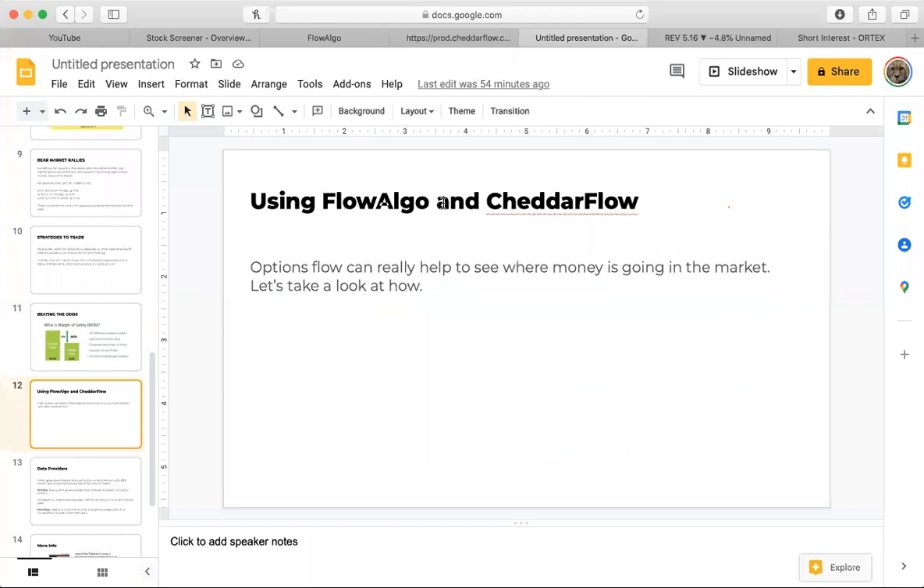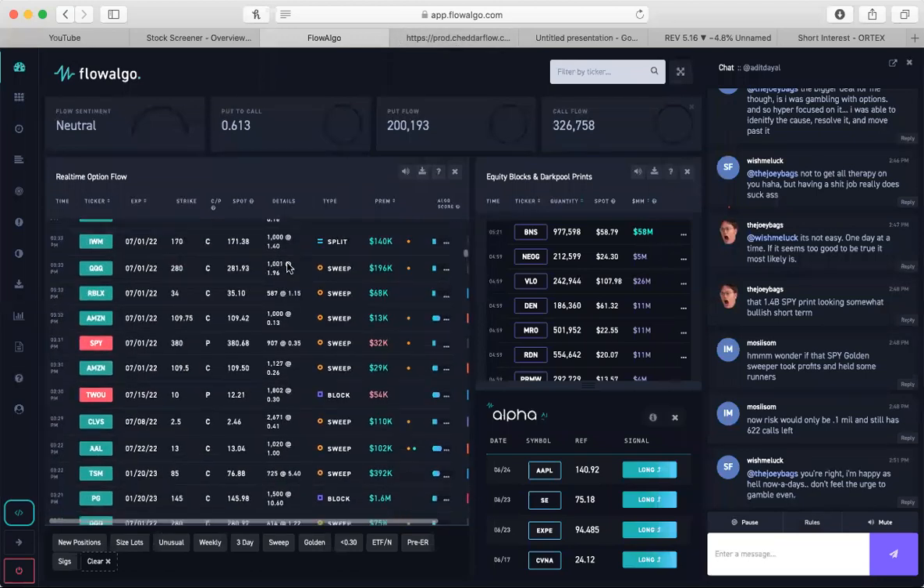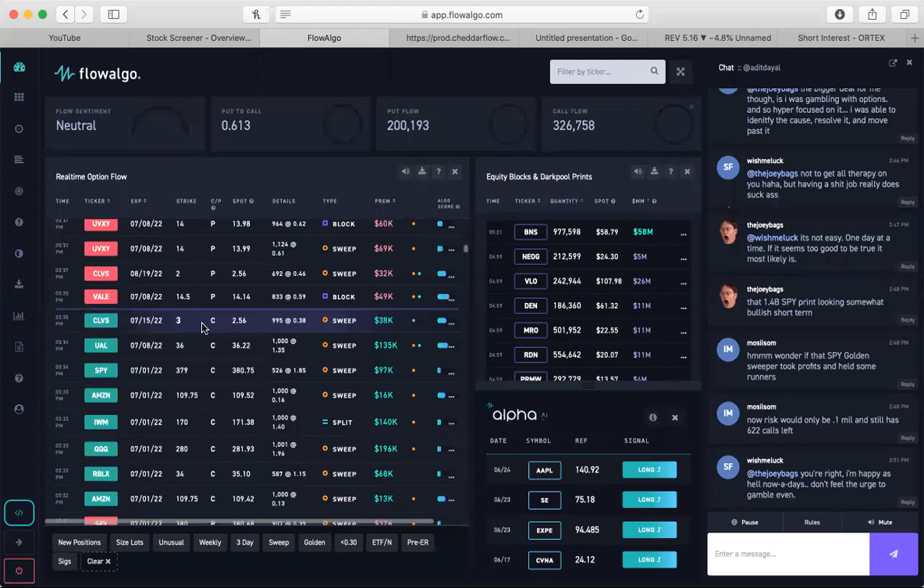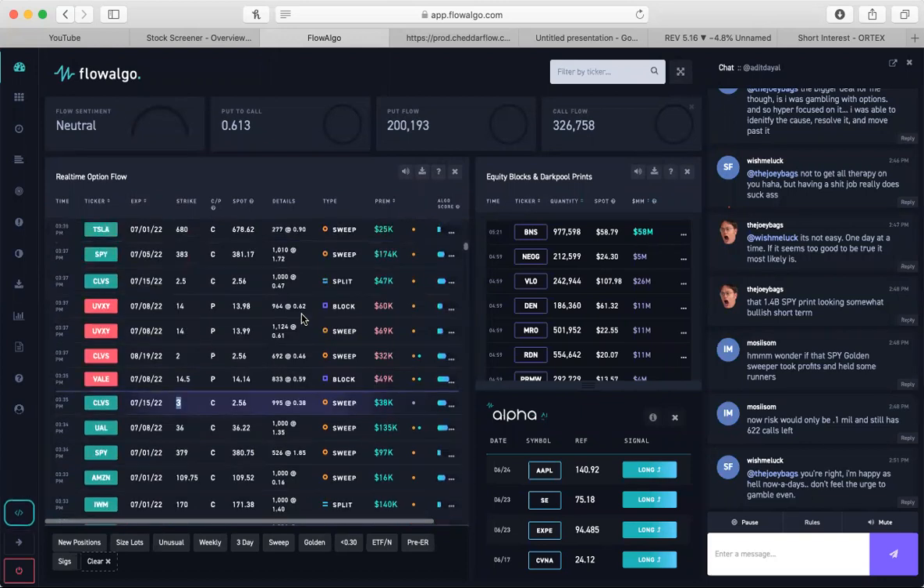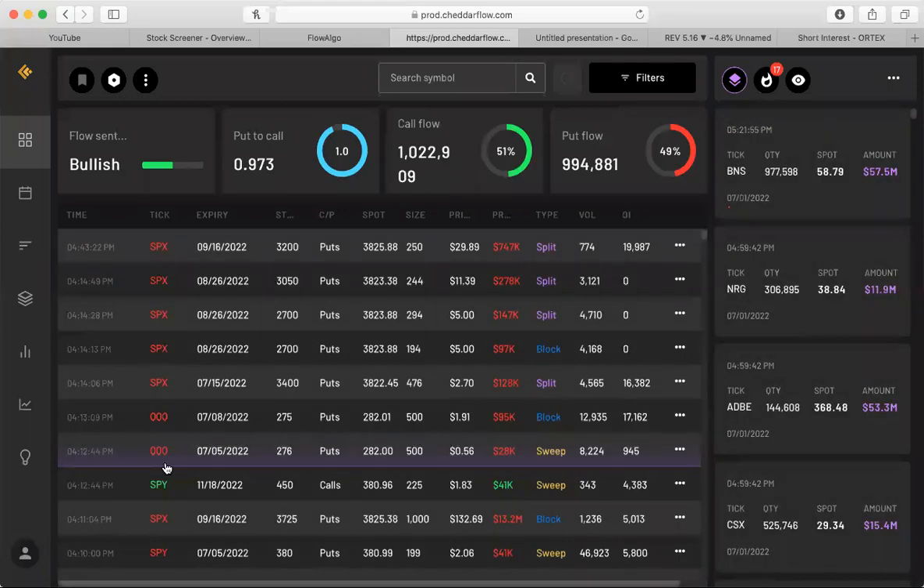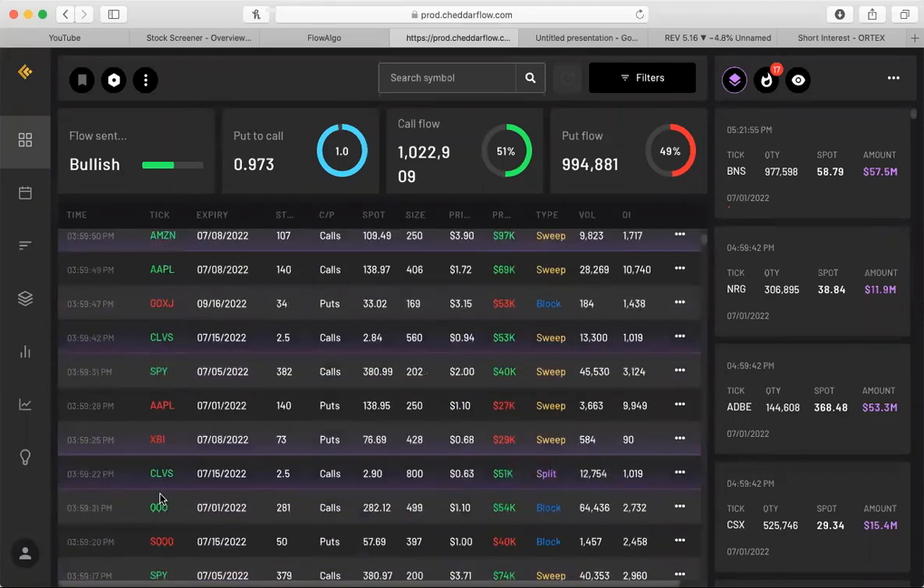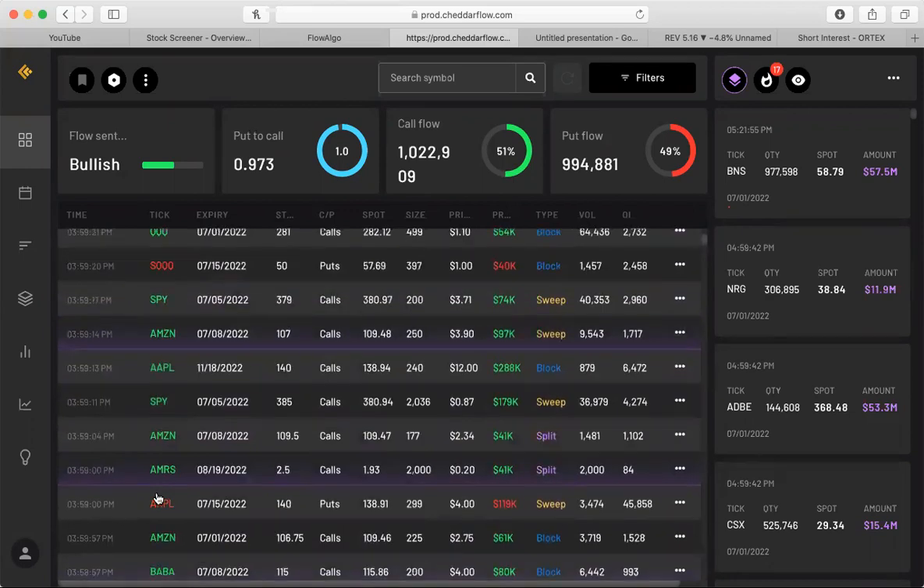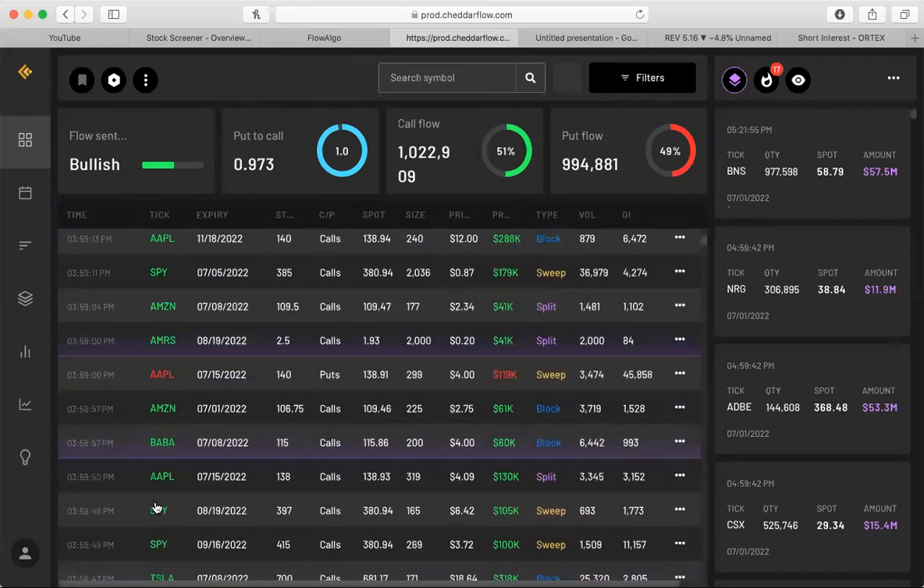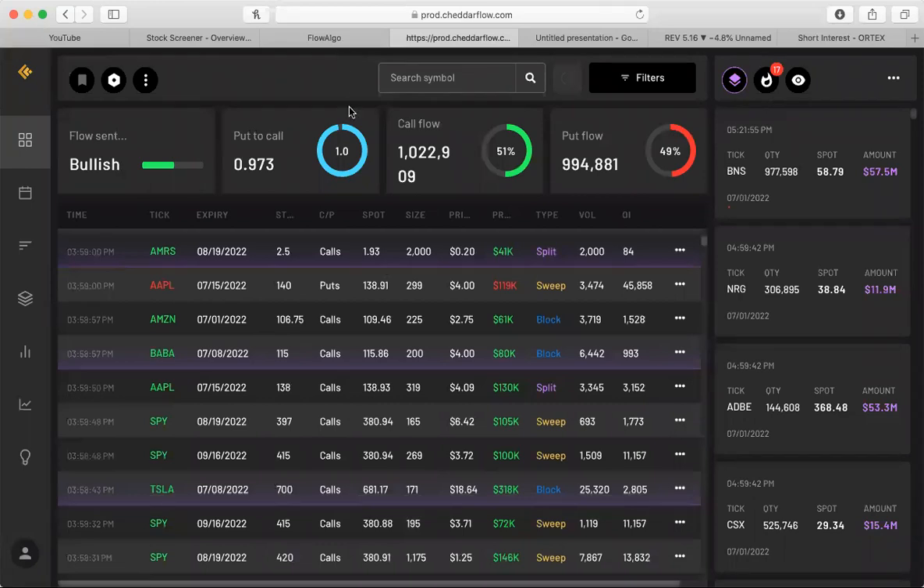Let's talk about using Flow Algo and Cheddar Flow. Options flow can really help us see where the money is going in the market. Let's take a look at how. Now, I have both of these. Personally, I think you can choose one, and if you do, you should choose Flow Algo, because Flow Algo is better for small caps. It tells you all these smaller names, like the $3 calls, which I really like to trade, right? Whereas Cheddar Flow is best for looking at institutional money, and I'm talking like SPX, S&P 500, QQQ, the VIX, Amazon, Apple. They'll have these smaller names, but it'll have a lot more information on the bigger ones, right? All right.